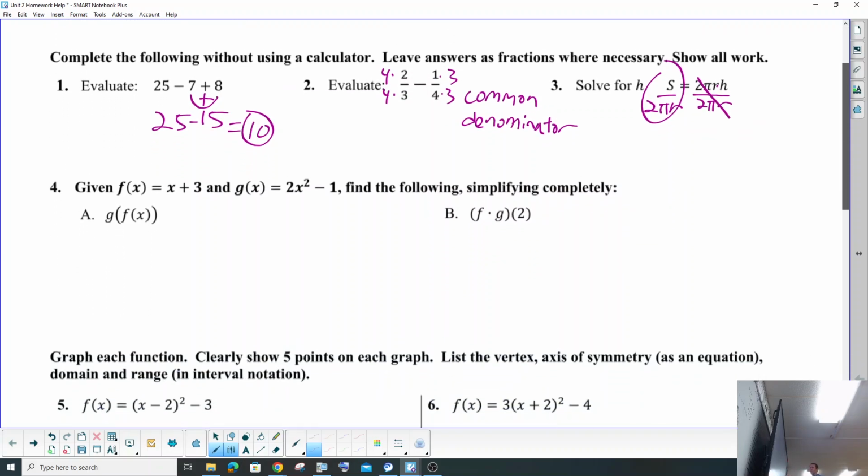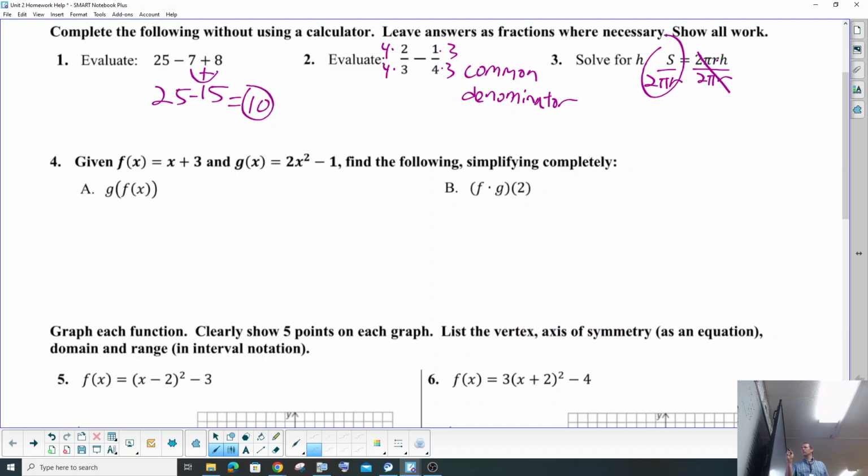Ooh, so that's good review for composition. Plug one function into another, as well as times. Do you remember how to do times? That's some good review there from last unit, unit 1.